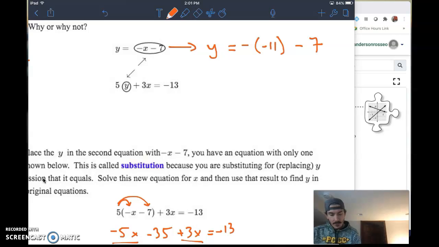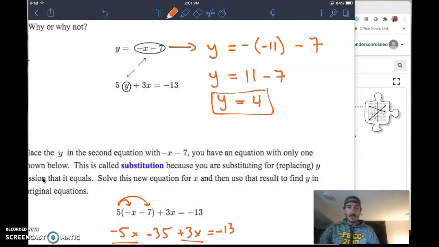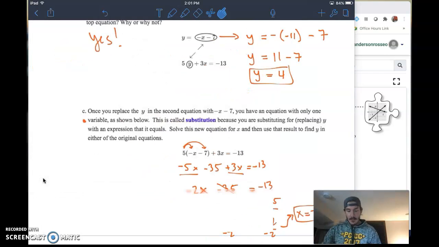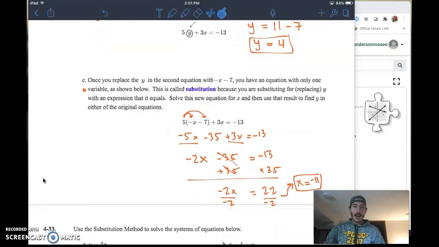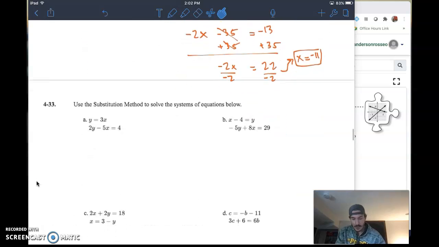X is negative 11, and now some simple math helps me find what y is. Okay, y is going to be 4. So I've successfully solved this when I have identified what both x and y are. Remember, during any part of this process, you are welcome to pause and copy whatever you need for your own notes. Let's look at a couple more examples.